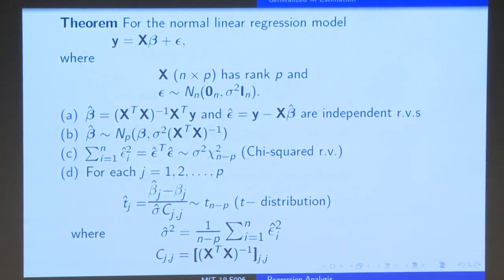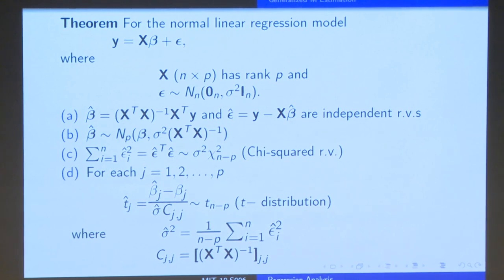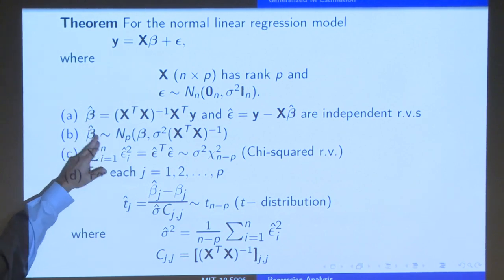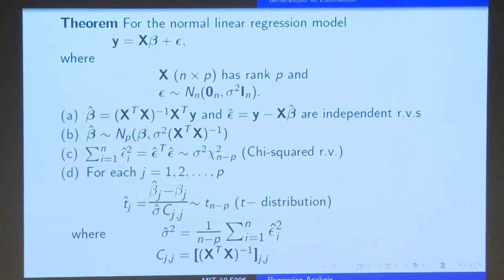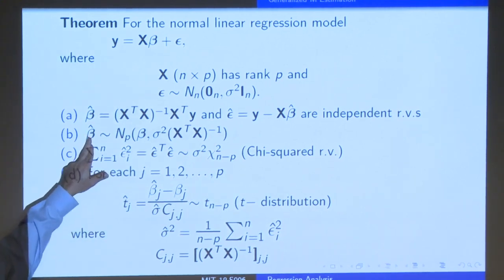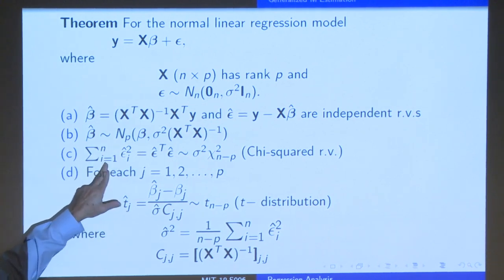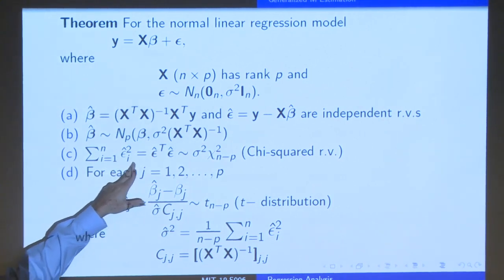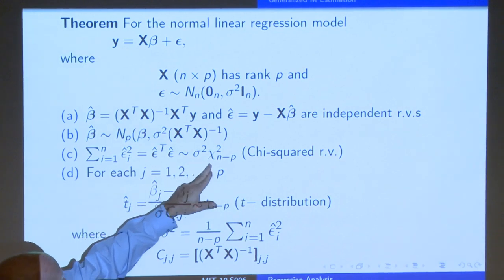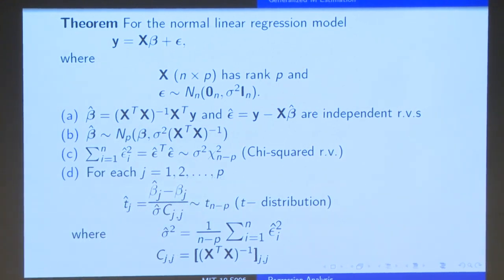It says that with least squares estimates of normal linear regression models, our least squares estimate beta hat and our residual vector epsilon hat are independent random variables. So when we construct these statistics, they are statistically independent of each other. The distribution of beta hat is multivariate normal. The sum of the squared residuals is in fact a multiple of a chi-squared random variable.